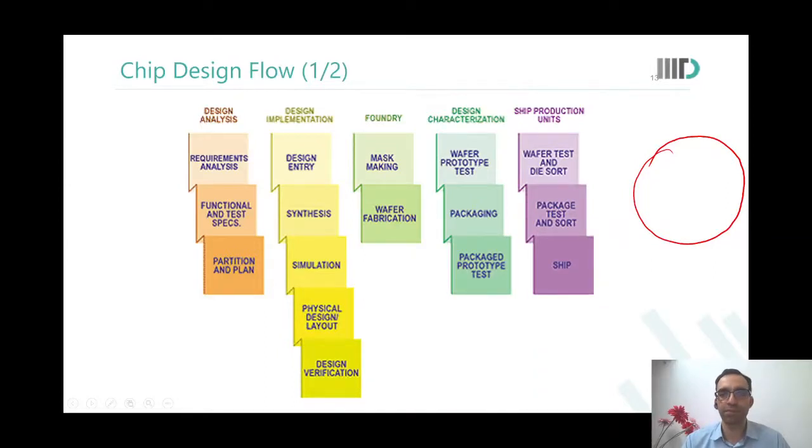Sir, in the wafer prototype test, we put the probe on each die when it is part of the wafer. We test whether it is functionally working or not. And then in the wafer test, what kind of test are we doing? What is the difference between these kinds of tests? Like, wafer prototype test and wafer test could be similar, but the last stage involves die sorting.